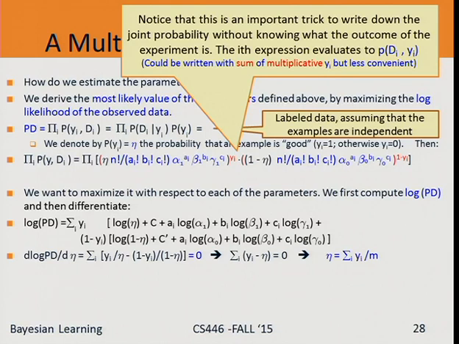Is that what you expected? Why? What's the semantics of this? Yeah. So it makes sense, right? The probability of y being 1 is: count the number of 1 examples and divide by the number of total examples. So that makes sense. We did the math right.